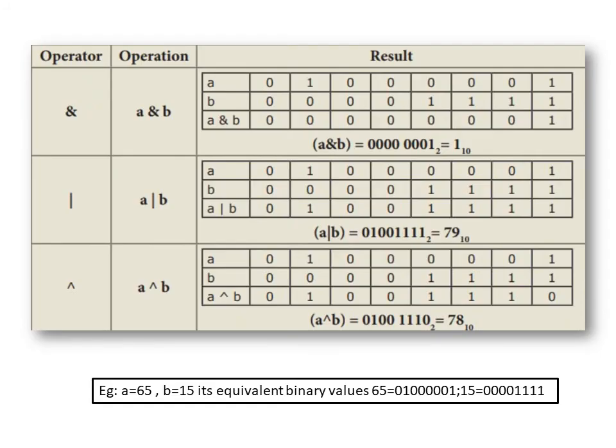Now let's look into the operation. Now we have a value A equal to 65, B equal to 15, and their equivalent binary values are given. Or we can find them by repeatedly dividing both the numbers by 2. We'll get the binary values. Here, in bitwise AND, each 0 and each 1 is checked, and we get a new binary value which will give us a different number as a result. Same goes for bitwise OR and also for bitwise XOR.